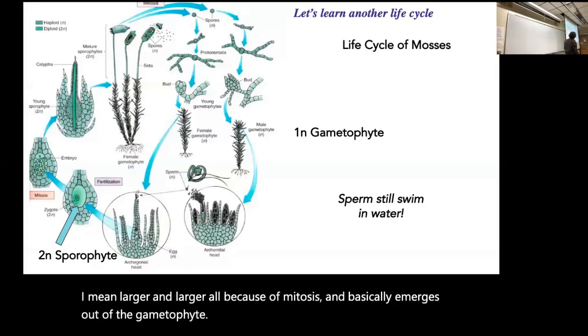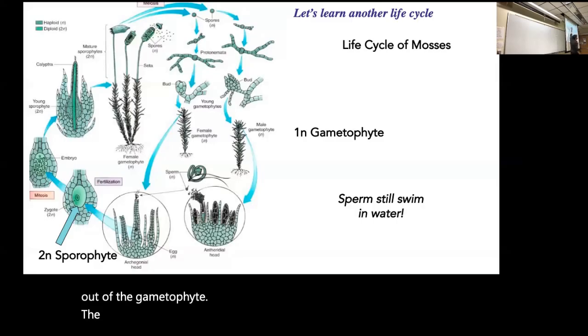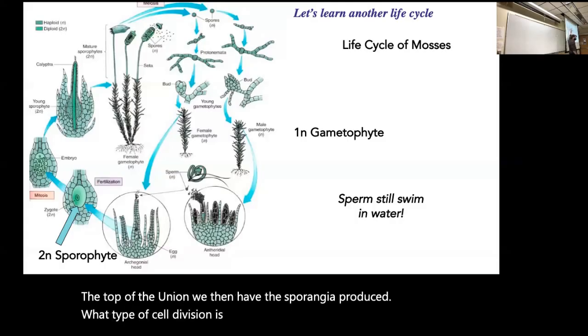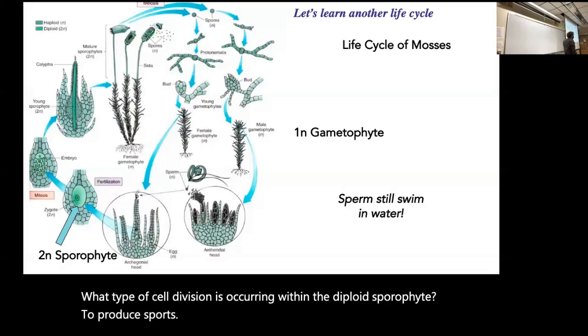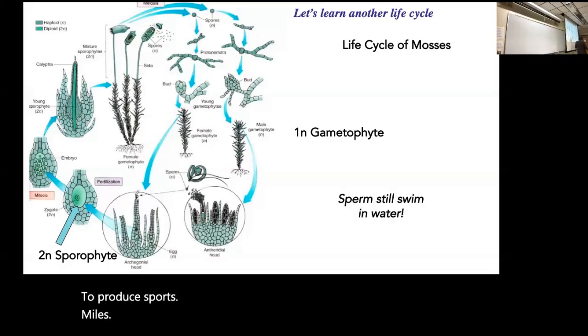It basically emerges out of the gametophyte. Really cool. At the top of the gametophyte, we then have these sporangia produced, where what type of cell division is occurring within the diploid sporophyte to produce spores? Meiosis. We're now taking the diploid cell, reducing it to haploid cells, where we have spores being produced.